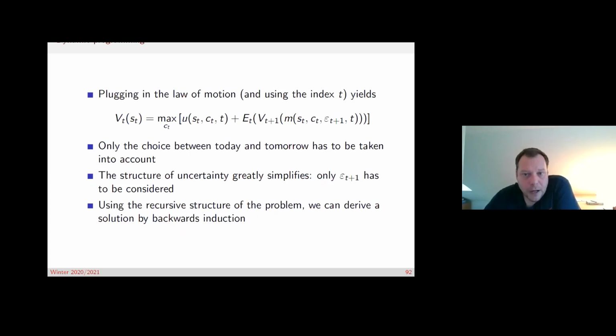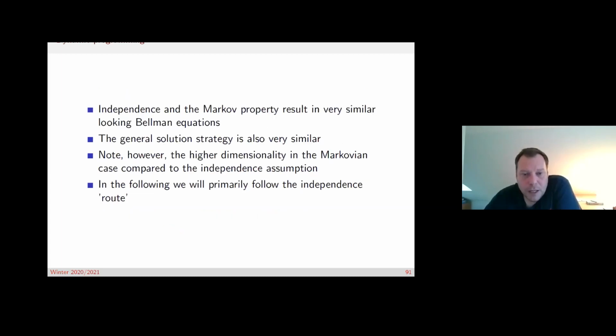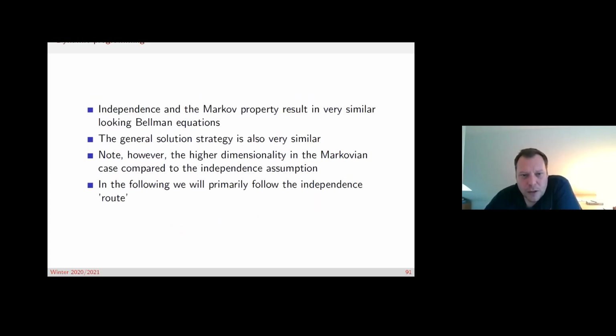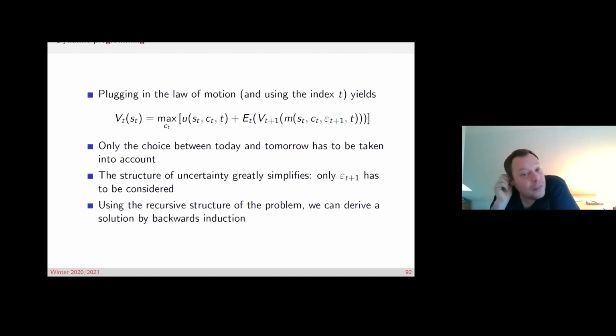So here we have an example of the solution strategy. I'm not sure, should we walk through that, or do we want to look at the concrete example that we have? No, I think we should walk through that and then do the concrete example next time.